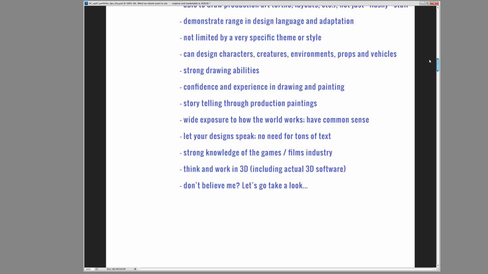We're asking you to create IPs, to create worlds. So in order to create a world, you have to understand how a world works first. Okay, so you have to show that in your portfolio.